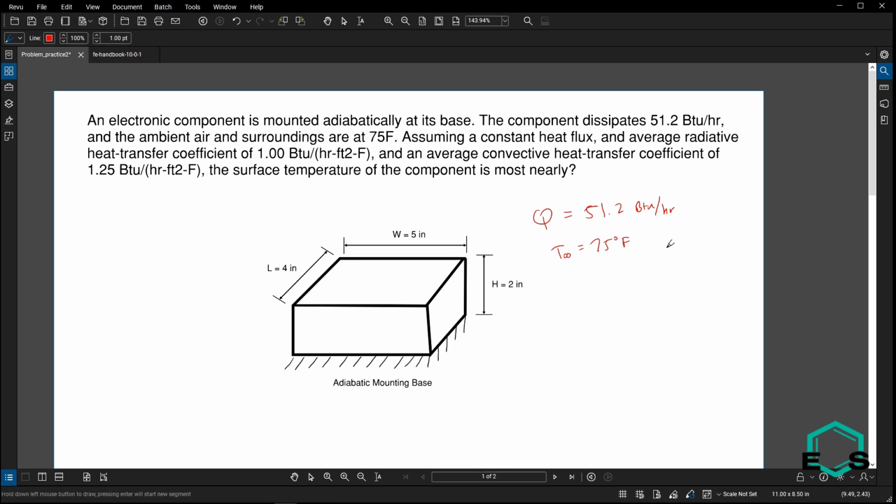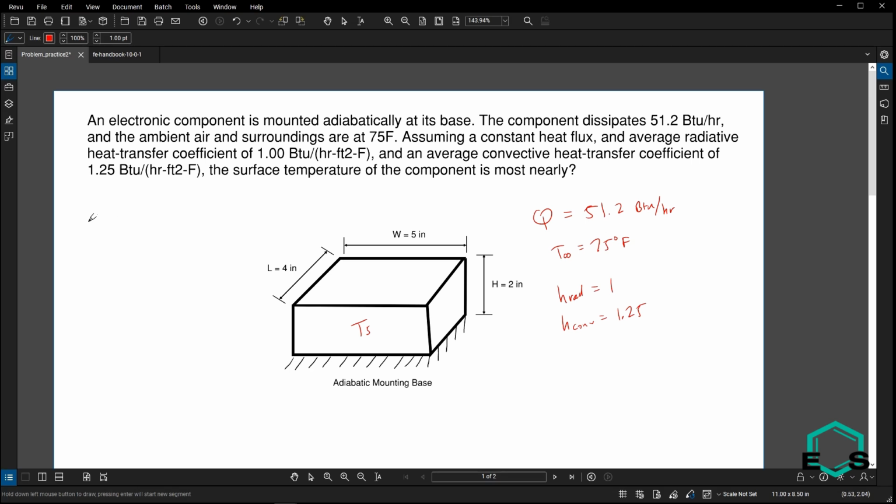Assuming a constant heat flux and average radiative heat transfer coefficient of, so h radiation is 1, and an average convective heat transfer coefficient of 1.25. The surface temperature of the component is most nearly, so we want to find the surface temperature.